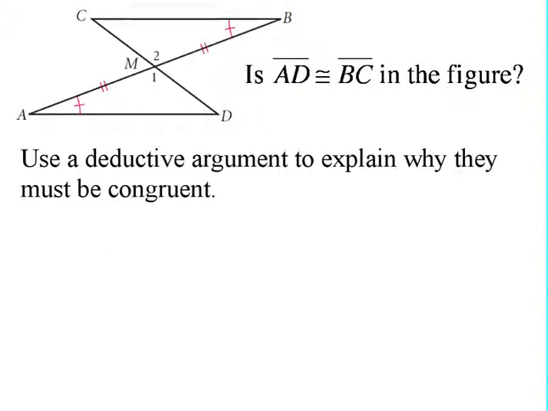It asks you a question. Is AD congruent to BC in the figure? If you notice what this says, it says use a deductive argument to explain why they must be congruent. So if I look at this, I know that A and B are the same angles. AM and BM are the same segments. Do I know anything else that are the same? Angle 1 and 2. So if I know that angle 1 is congruent to angle 2, that's because they are vertical angles.